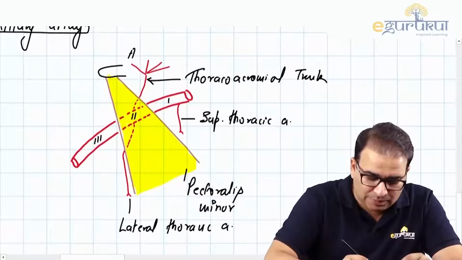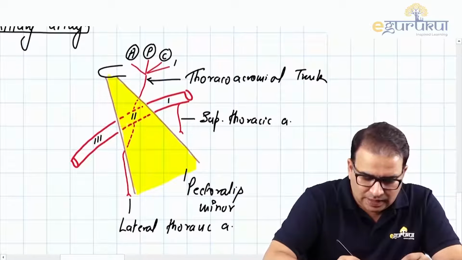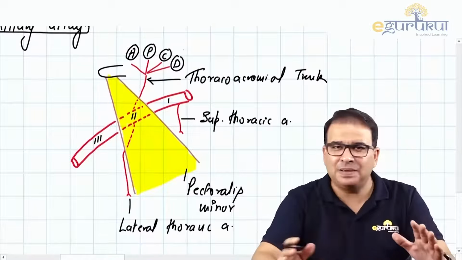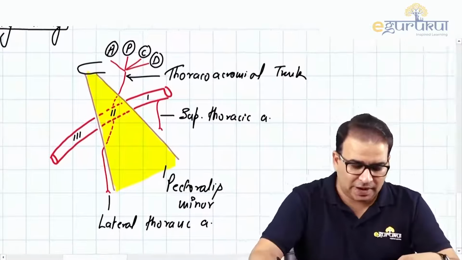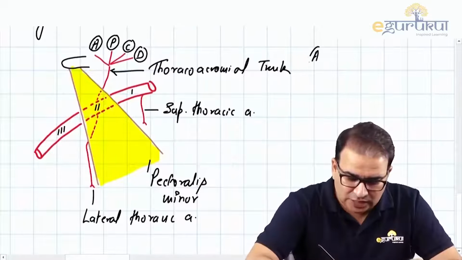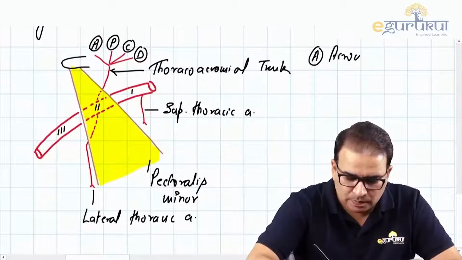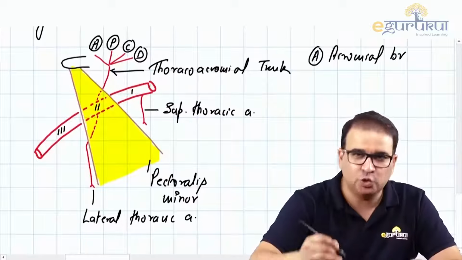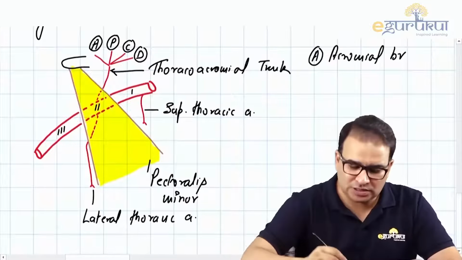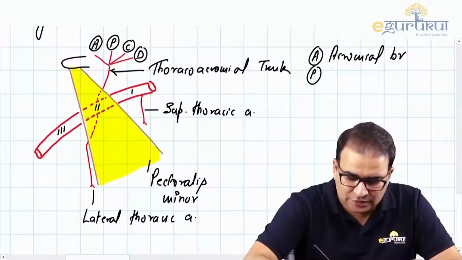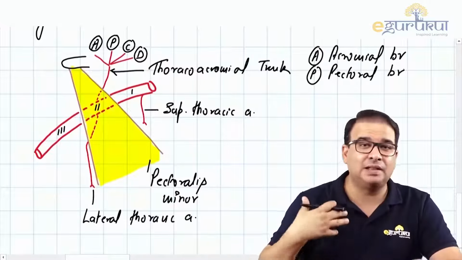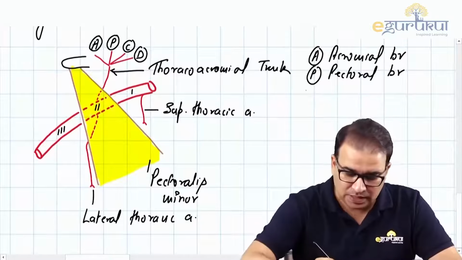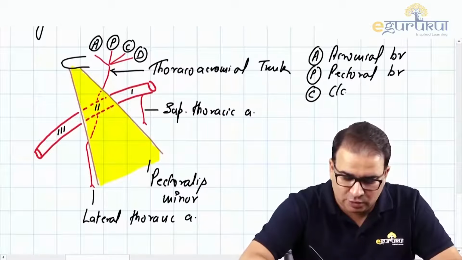And those 4 branches can be remembered as A, P, C and D. Not A, B, C, D, A, P, C, D is the right way to remember it. So 4 branches of thoracoacromial trunk. Let me write it for you. A stands for the acromial branch. A is for the acromial branch, so you will see a branch of this artery going toward the acromial process. P stands for the pectoral branch. Pectoral branch also supplies the mammary gland and the pectoral muscle, that is pectoral branch. C is for the clavicular branch.